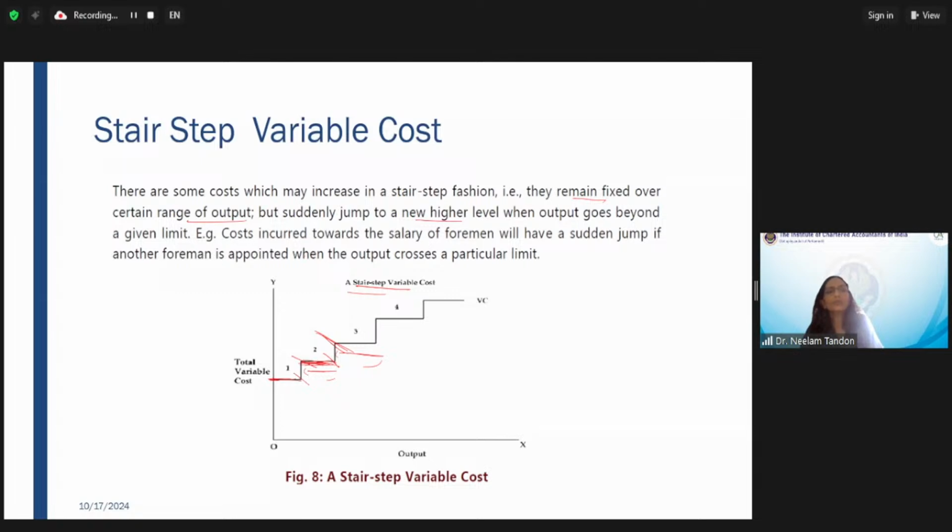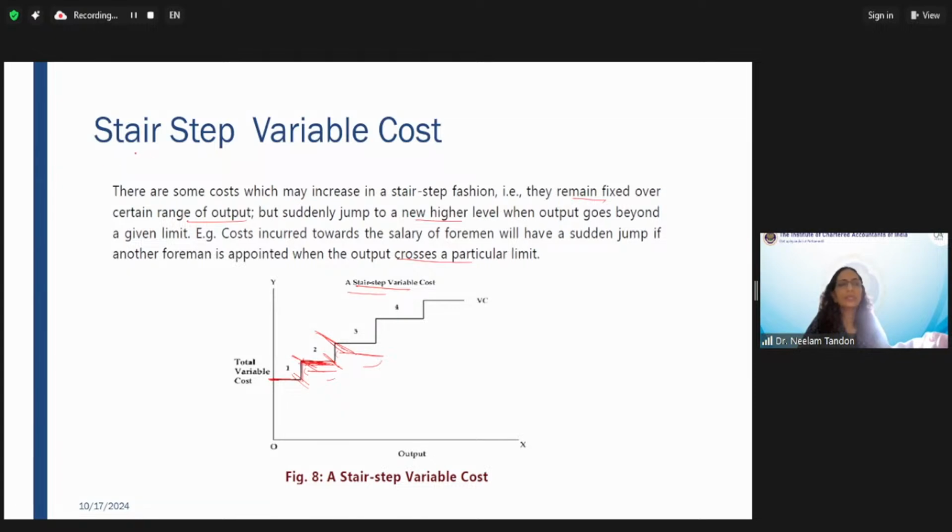Okay. So cost incurred towards the salary of foreman will have a sudden jump. Another foreman is appointed when the output crosses a particular limit. Suppose it is the normal season, and now festivals are approaching, and then in that case you need more people to work on the organization. Taaki cost बढ़ जाएगी also. And Diwali time is over, then you will have this kind of a scenario. Then there will be Christmas. After Christmas, then New Year will come, and then again the demand will increase. So this is how it works.